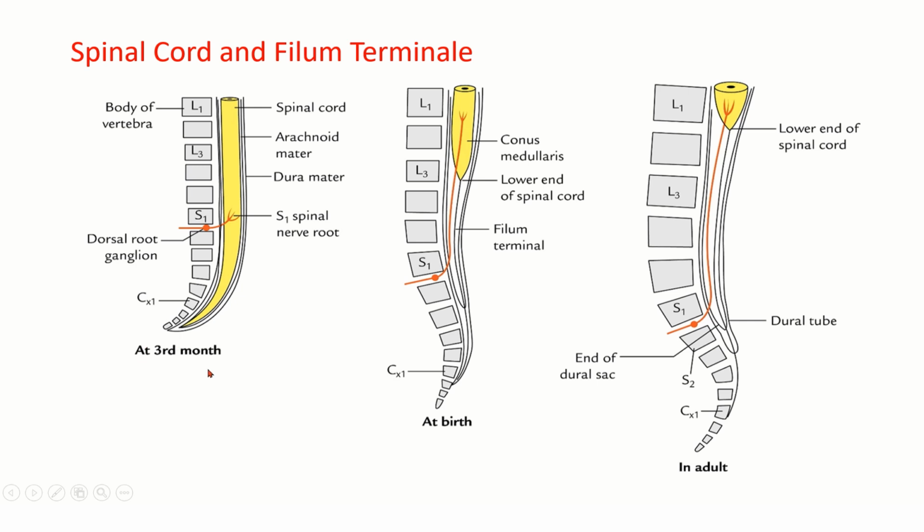You can also see that in the third month the spinal cord extends up to the coccyx. At birth it is at the level of L3, and in the adult it is at the level of L1. So this will be the filum terminale internum, and this will be the filum terminale externum.